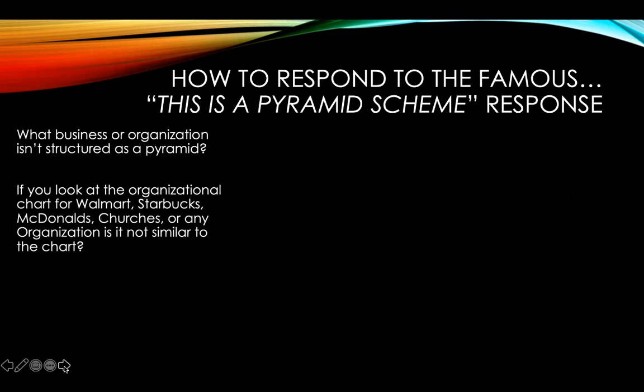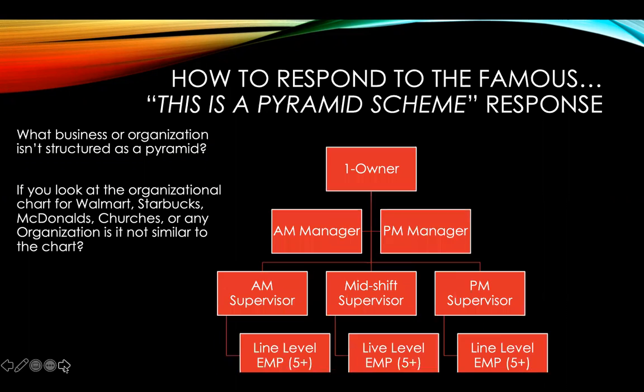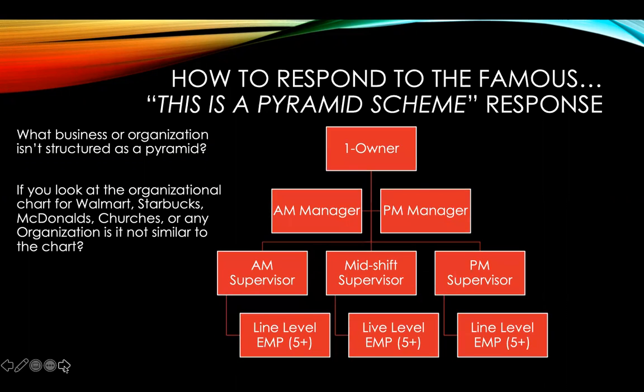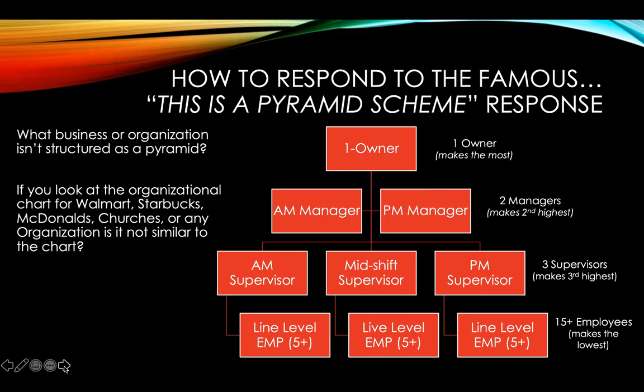If you look at the organizational chart for Walmart, Starbucks, McDonald's, churches, or literally any organization, is it not similar to this chart? You have basically one owner on top, you have two managers maybe below, maybe 3 to 5 supervisors, and then you have your line level employees. Your line level employees, the people on the very bottom, usually make the least amount of money. This to me is a typical pyramid scheme. The owner on the top makes the most money, while the people below do the majority of the work and don't really get the more money on that part.